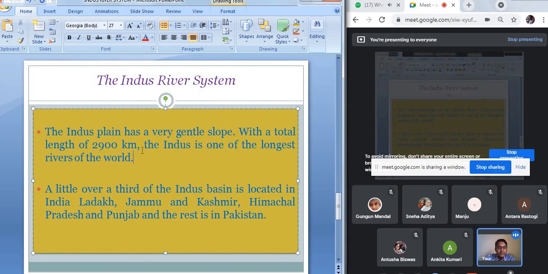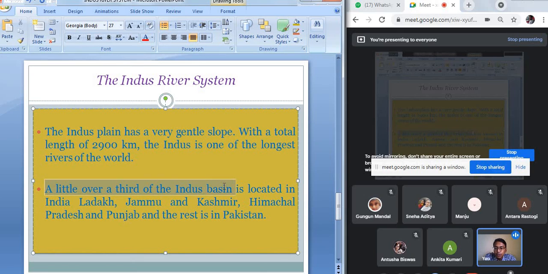And the Indus River forms a very large drainage basin. It supplies water to a very large geographical area, but only a third of the basin area of the Indus River is located in our country, in India, and the rest is in Pakistan.